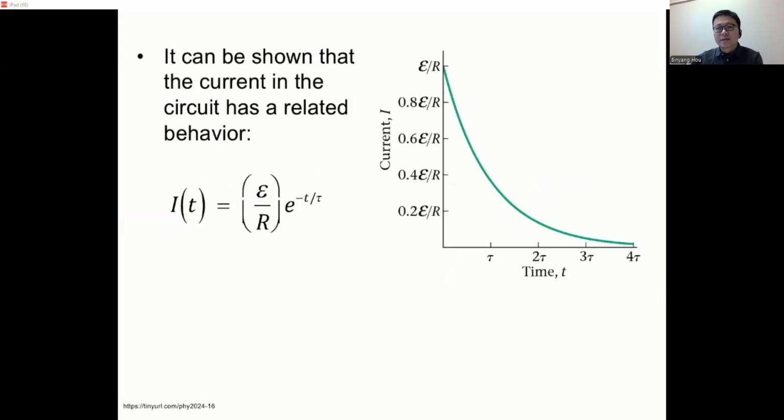The current in the circuit will start out with a relatively large current, equal to the EMF over R, and then it will die out exponentially to almost 0 by about 4 times the time constant. So the current is an exponential decay function, epsilon over R times e to the minus t over tau, where tau is the time constant R times C. That's the charging process: the voltage and charge go up and flatten out, but the current goes down.